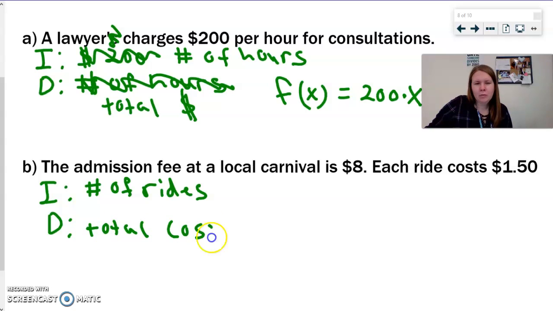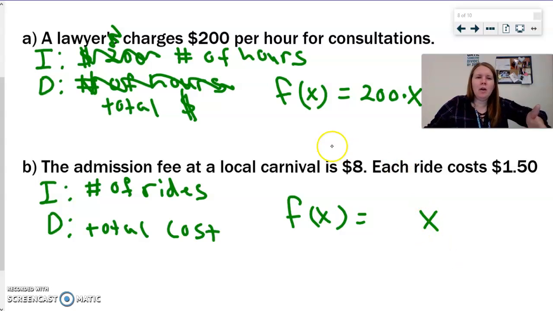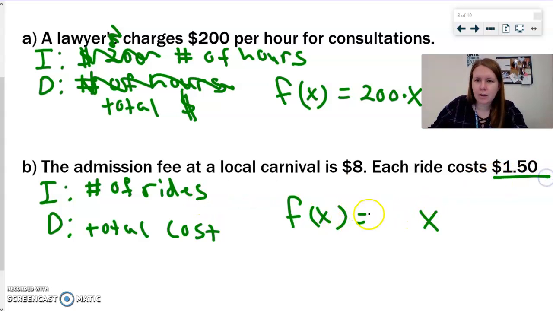Another way to think about it is remember that your independent is your input, your dependent is your output. So if I'm going to write an equation of this, I have something happening to x. X is my number of rides. So how am I going to show how many rides I did? Well, I'm going to multiply it by the cost per ride. And then I have one additional cost, so I'm going to add it, the 8.